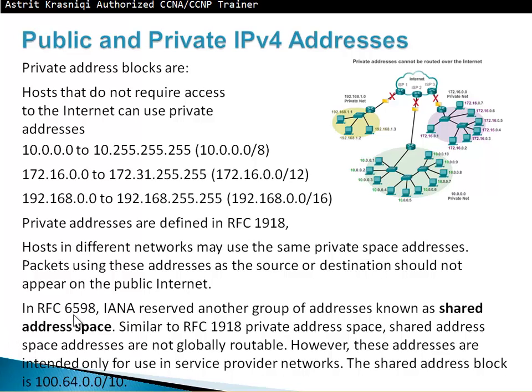We have another RFC, RFC 6598. IANA reserved another group of addresses known as shared address spaces. These shared address spaces are similar to RFC 1918 private addresses, but they are used by ISPs. Now, they are not globally routable. These addresses are intended only for use in the service provider network. The shared address block is 100.64.0.0/10.